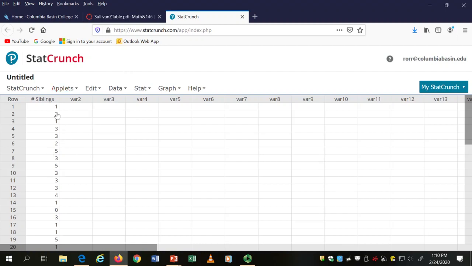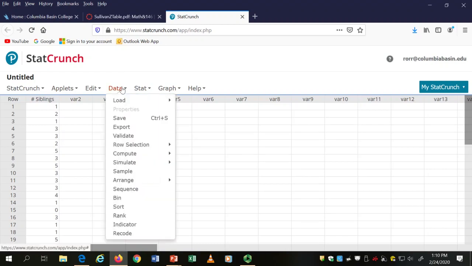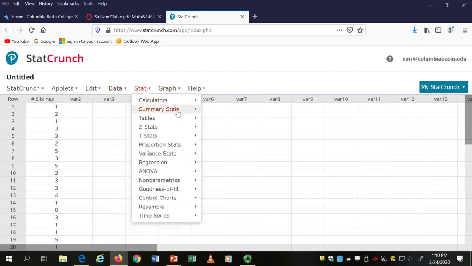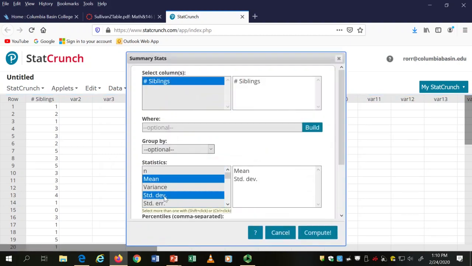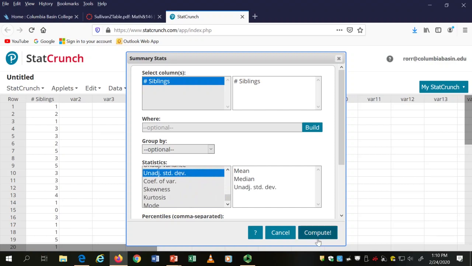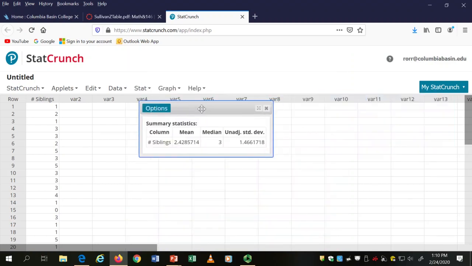The nice thing about little statistical packages like this is that, kind of like your computer or your calculator, they can do some summary statistics really fast. For the number of siblings, I could get the mean and the standard deviation really quickly. I could also pull out the median, stuff like that. Technically, if we're going to treat this like a population, we would do the unadjusted standard deviation. But anyways, it's pretty quick, right?